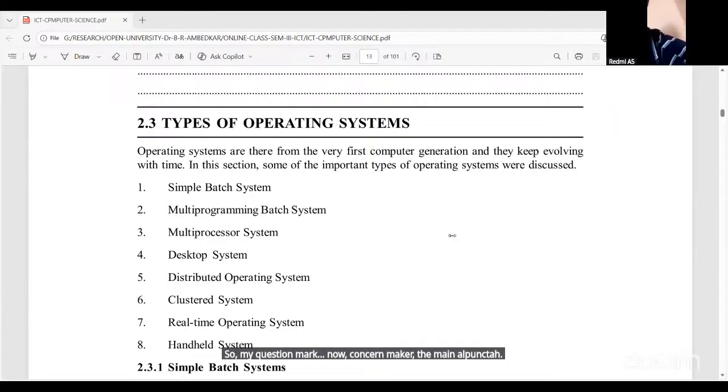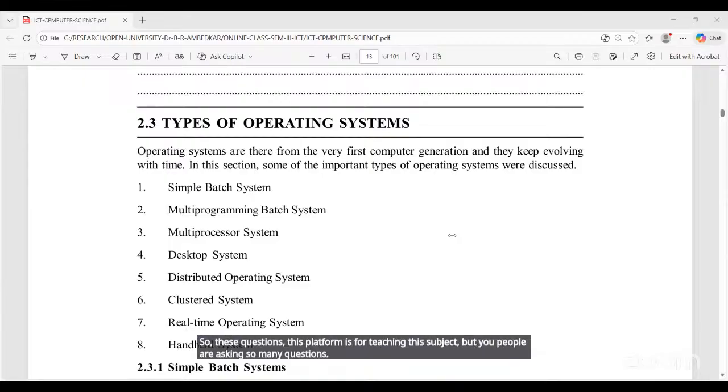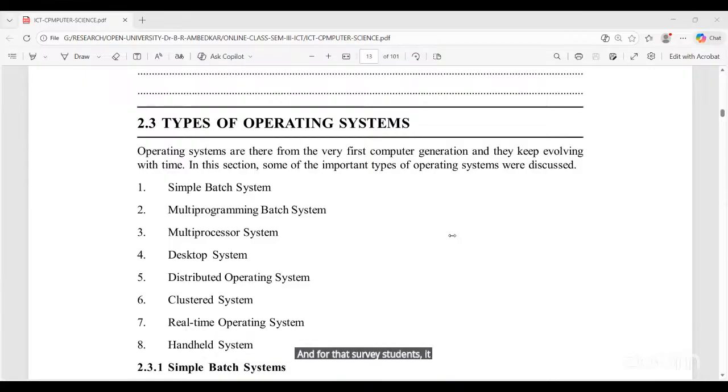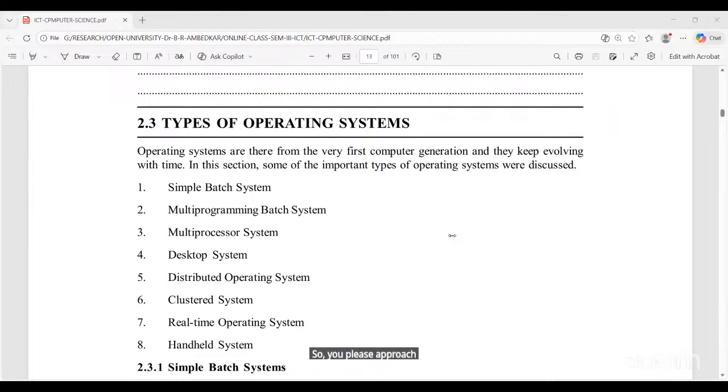So these questions, please, this platform is for teaching the subject, but you people are asking so many questions, and for other students, it's giving problem. So you please approach the university on this point.